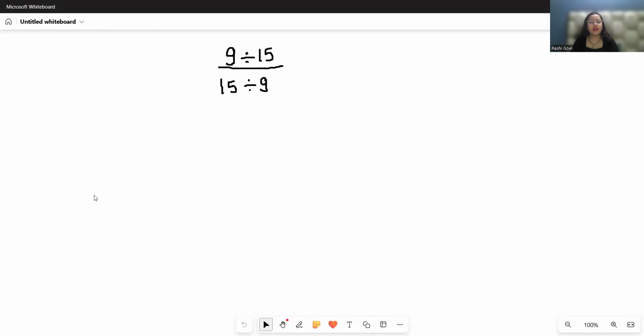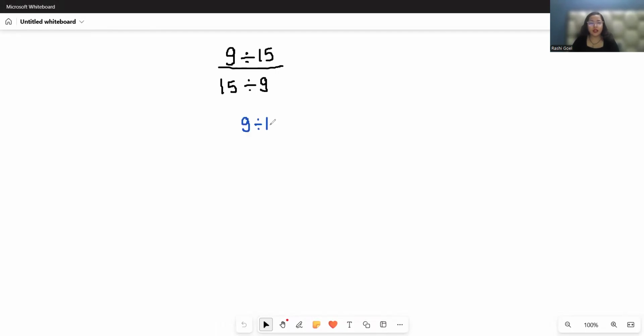So we have been given 9 divided by 15 divided by 15 divided by 9. Many people solve it like this, cancel out the terms and get their answer 1. But no, that's not the correct way. You have to take the correct approach to reach the correct solution. So how can we solve it? We'll solve it step by step.